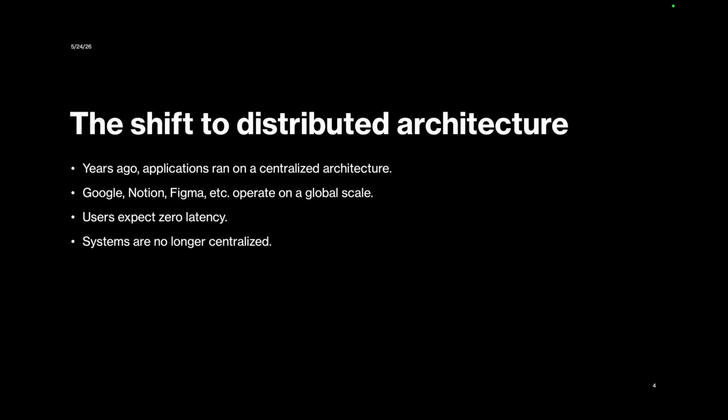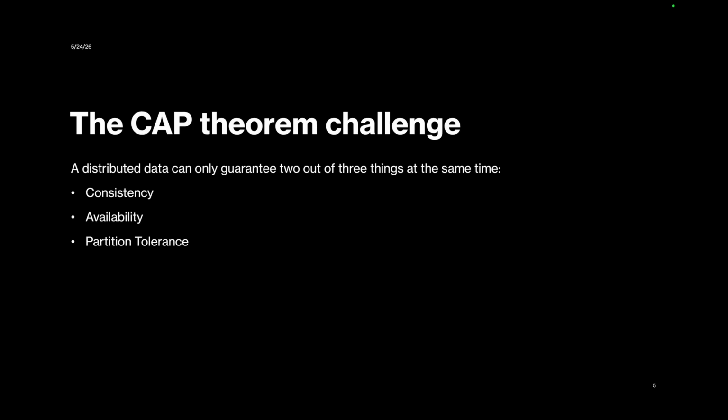The CAP theorem challenge. Replicating data introduces a massive computer science problem. In distributed systems, there is a fundamental principle called the CAP theorem. It states that a distributed data store can only guarantee two out of three things at the same time: consistency, availability, and partition tolerance. Because modern networks will always drop packets or disconnect, we must have partition tolerance. Collaborative apps are forced to choose between being strongly consistent or being available.